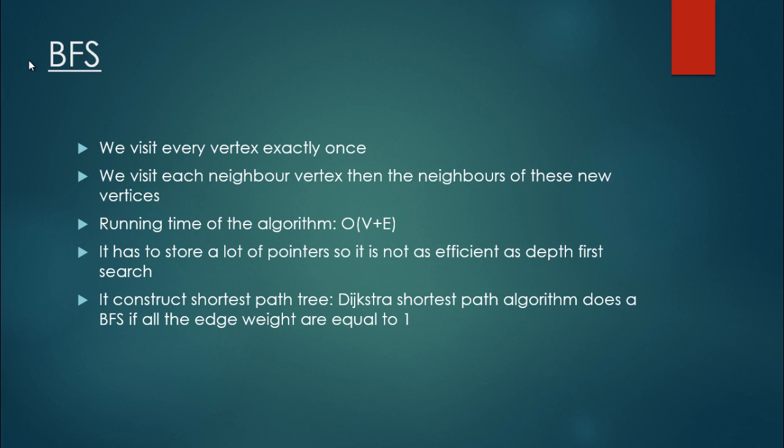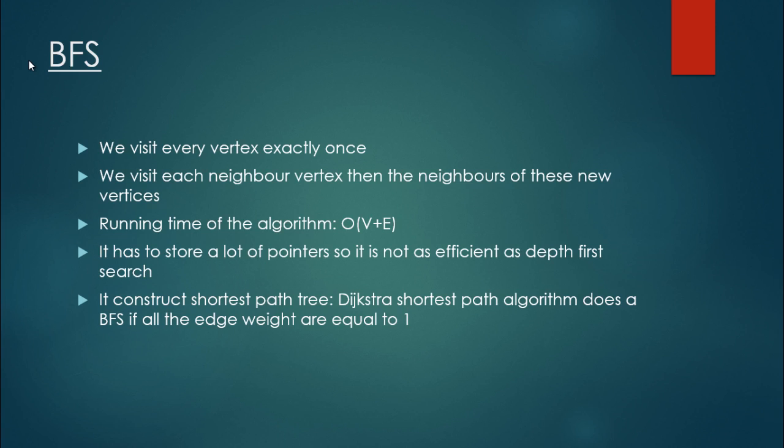The running time of the algorithm is proportional to V plus E, where V denotes the number of vertices and E denotes the number of edges, so it's O(V plus E). But it has to store a lot of pointers, so it is not as efficient as depth first search. We are going to see that for depth first search there are no pointers, so depth first search is much more memory friendly. It constructs shortest path trees, so this is the main advantage of breadth first search.